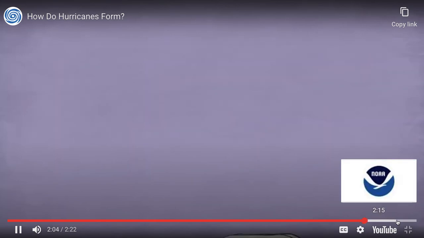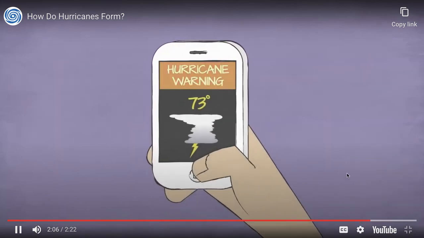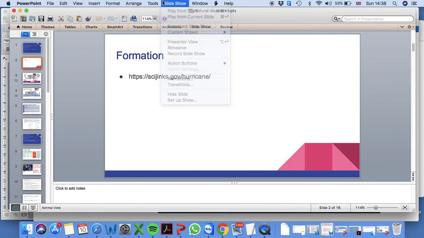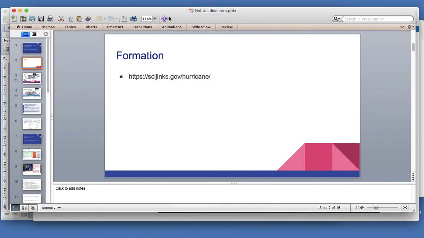This information allows meteorologists to deliver early warnings and help people stay safe. And we'll talk about preparing for these hurricanes next week, okay? Because we're going to focus on the formation for this first lesson, so we'll go from here. And I've got a couple of slides that go through it step by step.